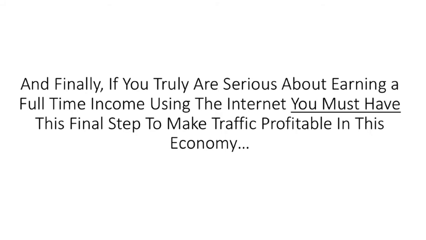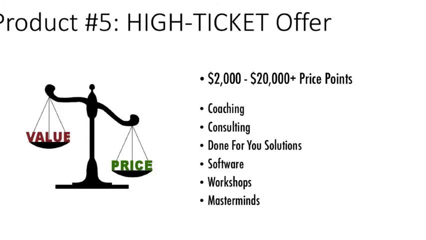And then finally, if you're truly and seriously trying to make the big money and become a full-time internet marketer, you need to have this 5th step in your business, and that's the high ticket offer, right? So these are generally going to be products that range from $2,000 to $20,000 in price point. And these are going to be like your high-end coaching, consulting, done-for-you solutions, software, workshops, and masterminds, right? So this is something that every successful online affiliate marketer implements in their business.